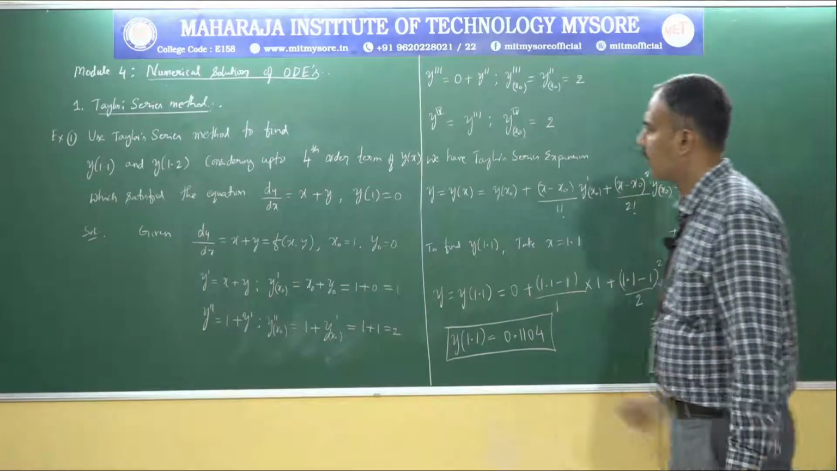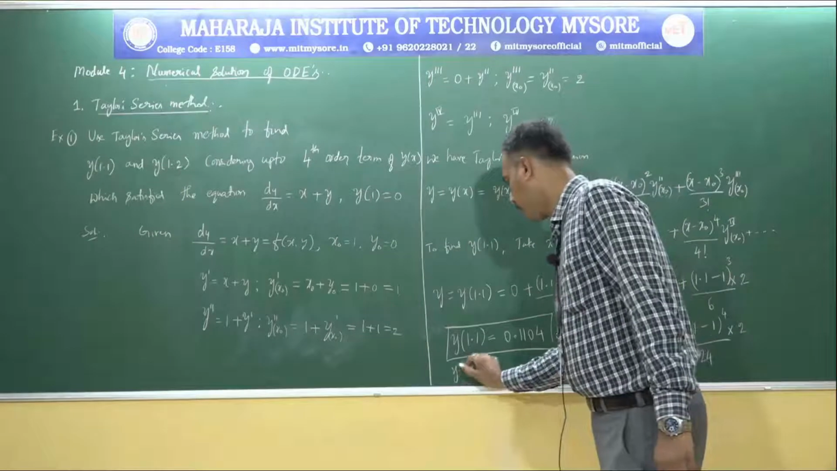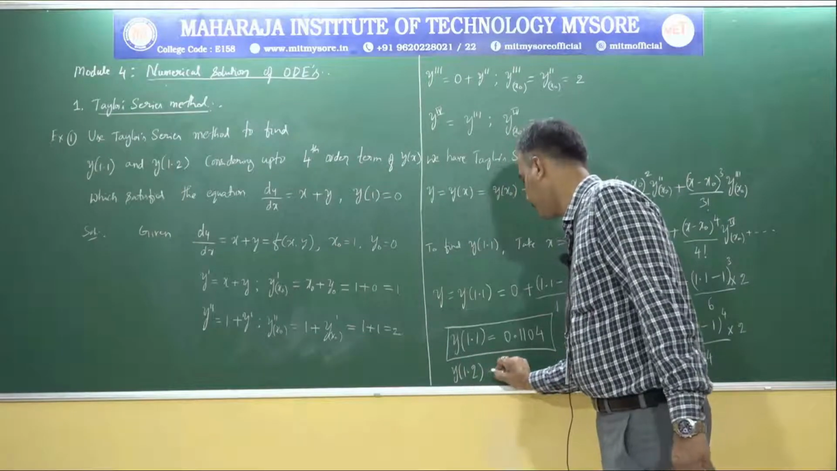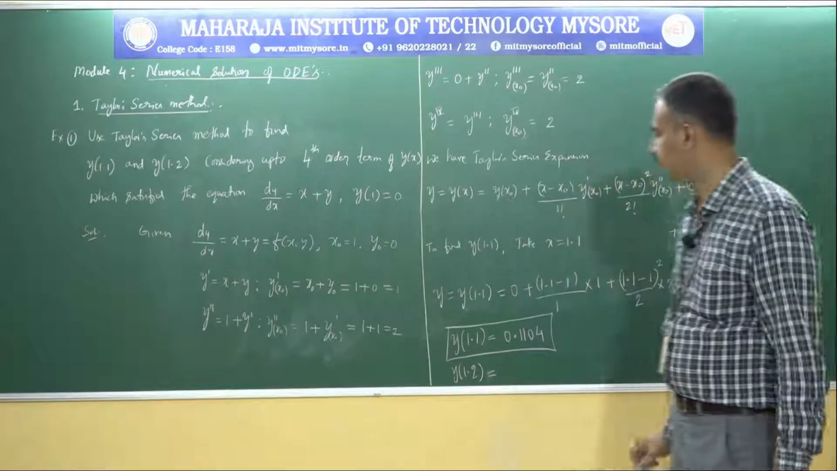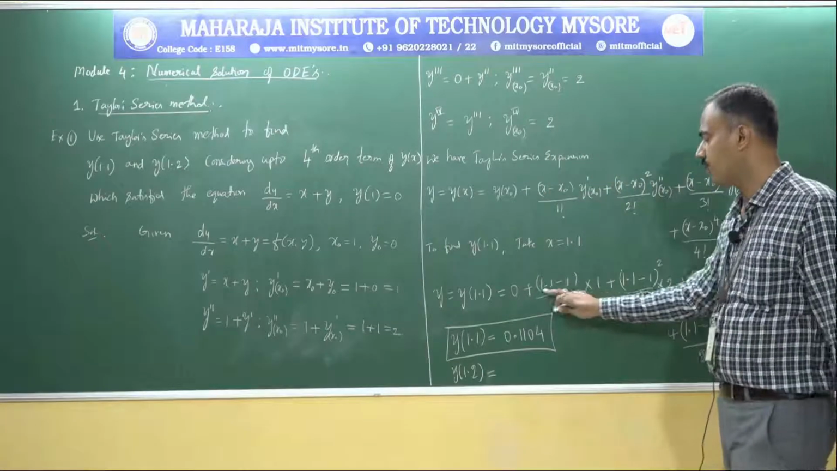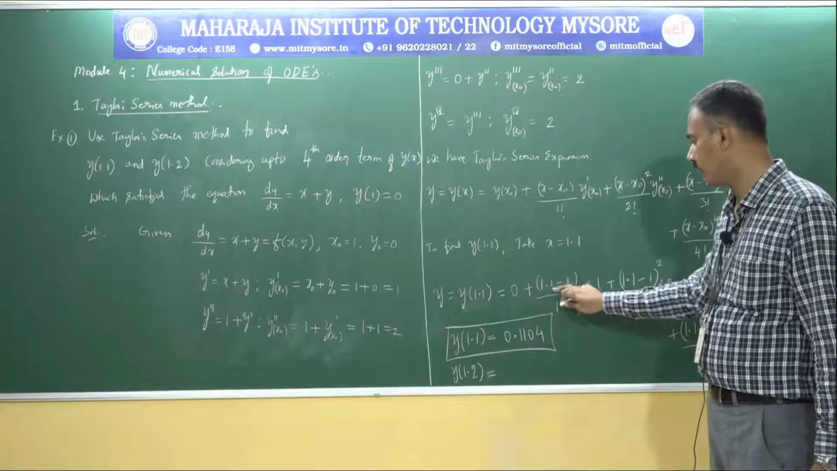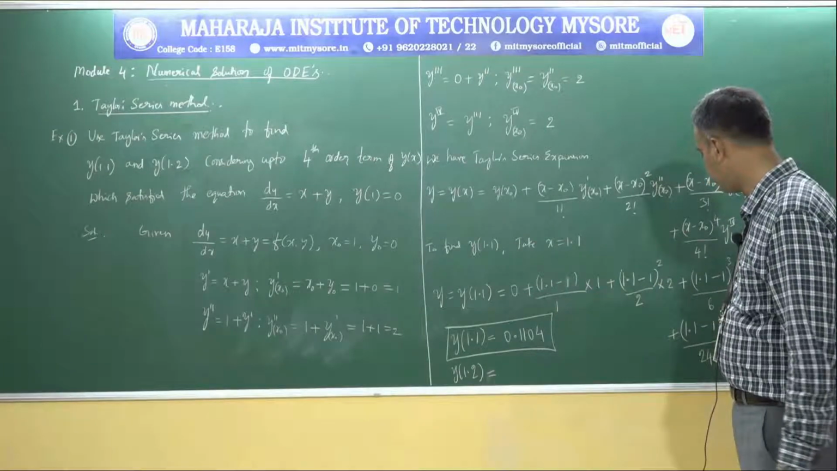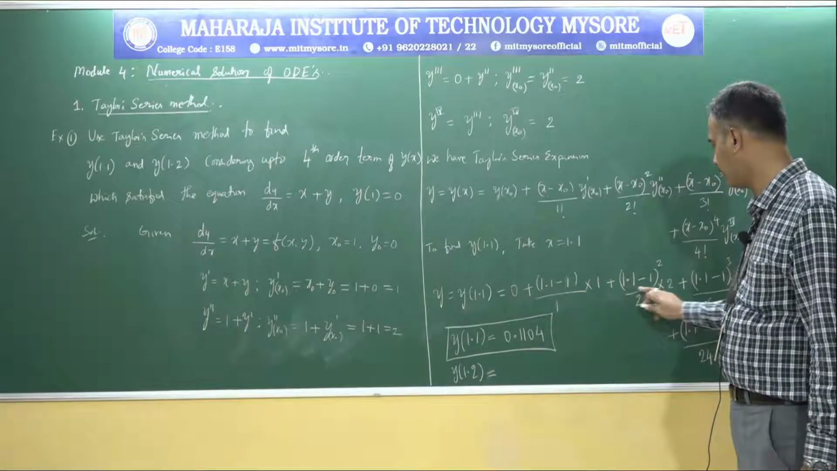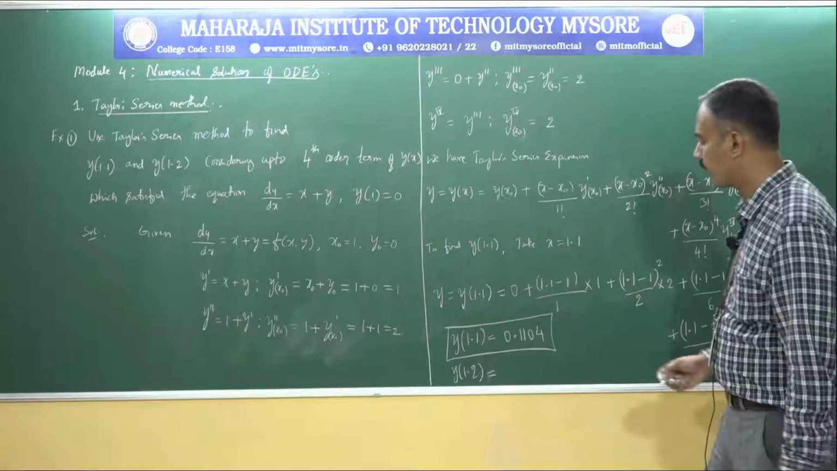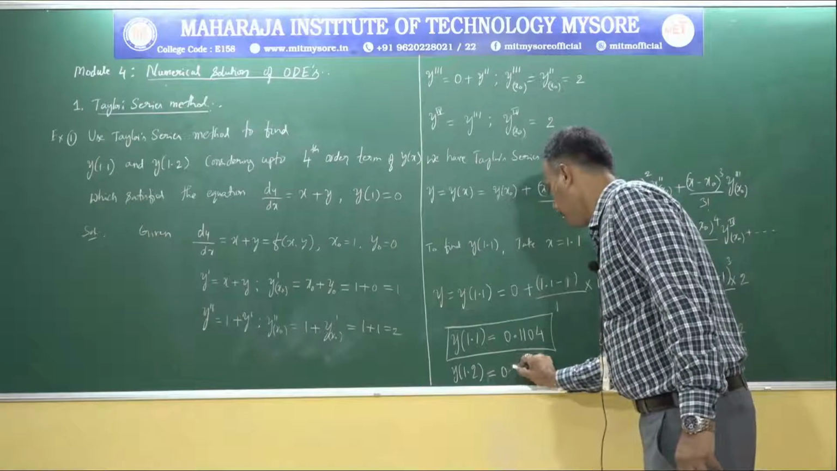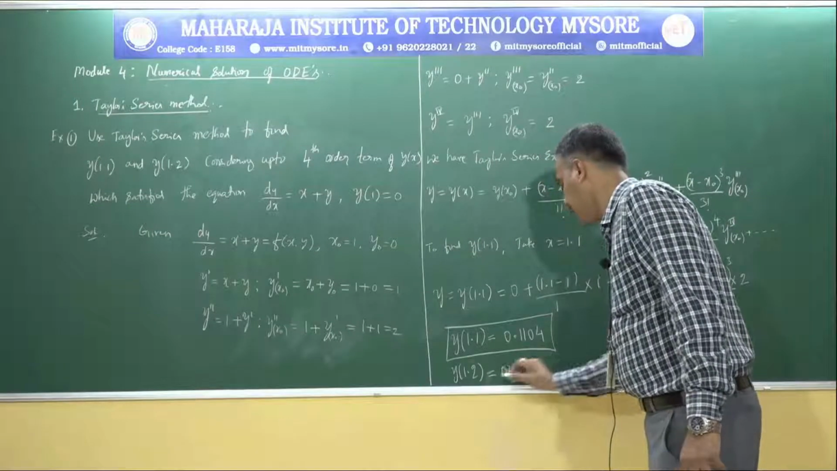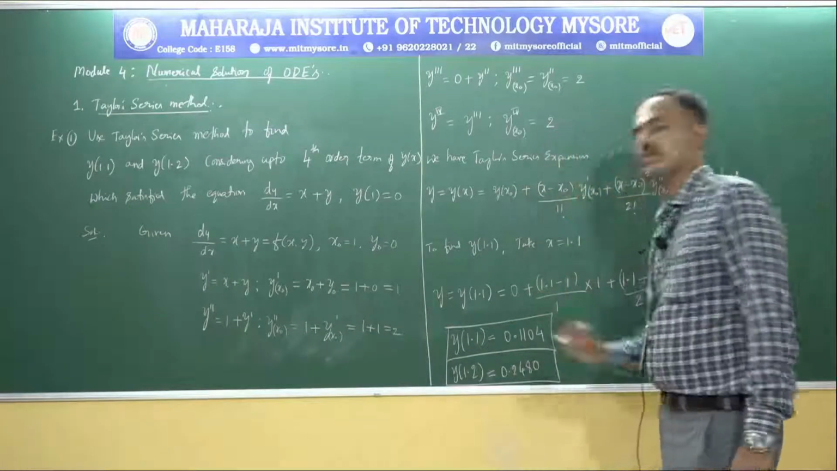Next, another question: y of 1.2. In the place of 1.1 you just replace 1.2, and the rest of the expansion remains the same. Using a calculator, we find the corresponding value, 0.2480. Now the second one here.